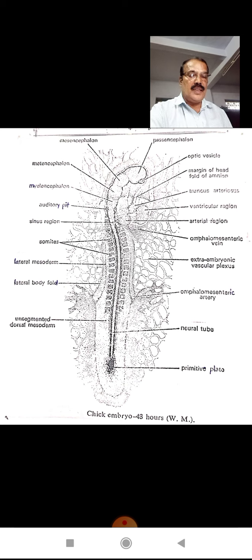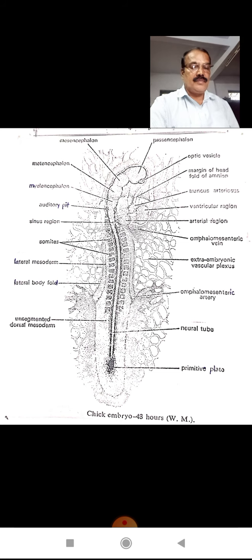Vitelline artery and vitelline vein are well developed. Presence of tail bud and hind limb bud. Presence of auditory vesicles and optic vesicles. Primitive streak is in the form of primitive plate.